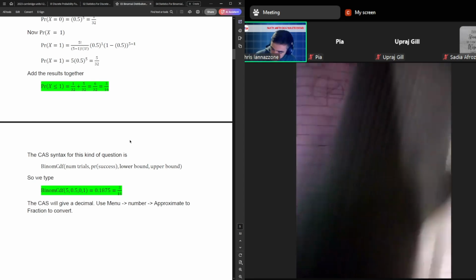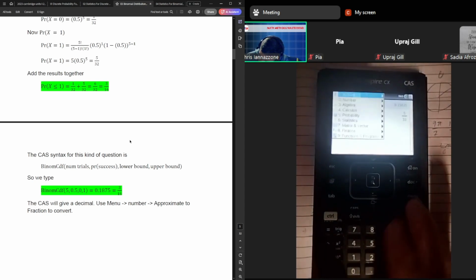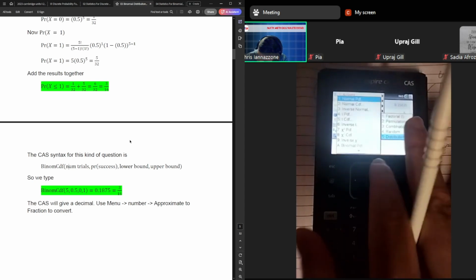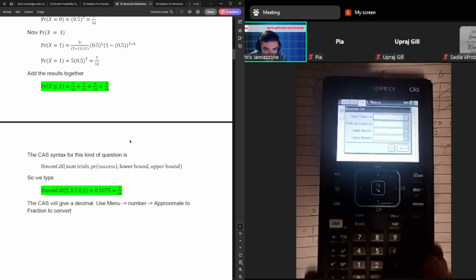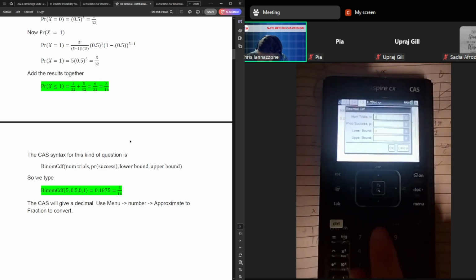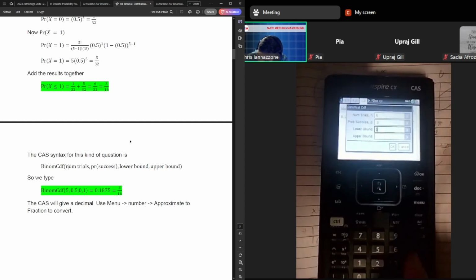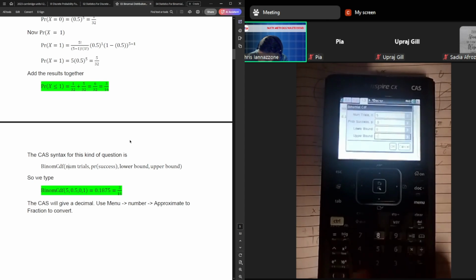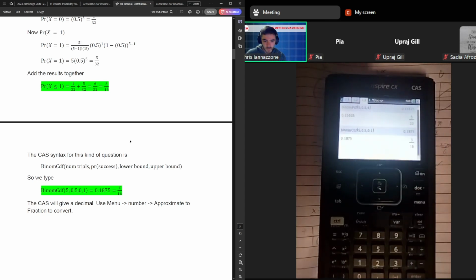And then very briefly, on TI Inspire, menu 5.5B, so binom CDF. Very similar thing. Number of trials, 5. Yep, that's definitely a 5. Probability of success, 0.5. Lower bound and upper bound as before. Grab a copy. Same deal.